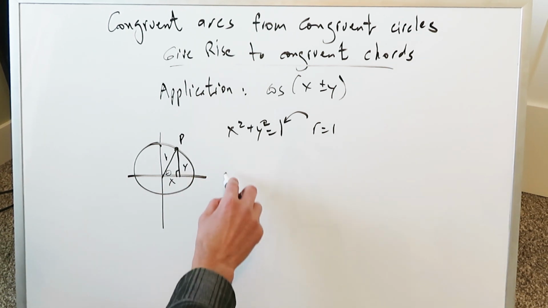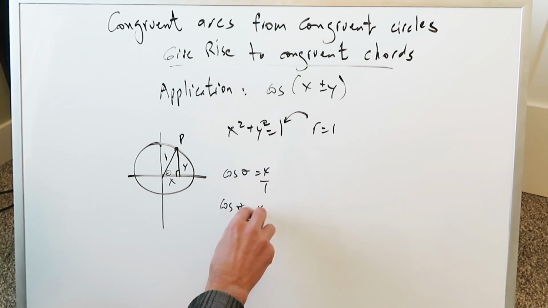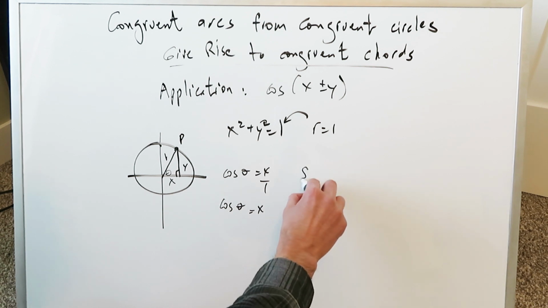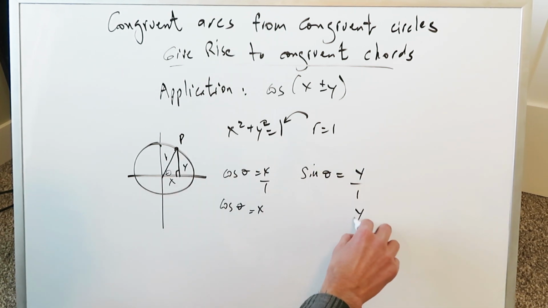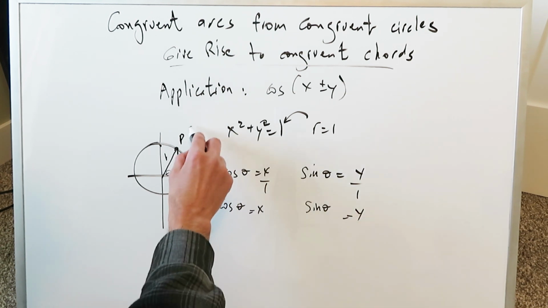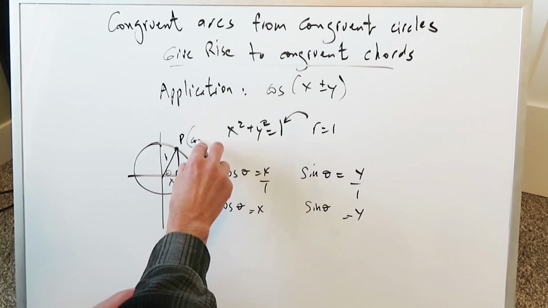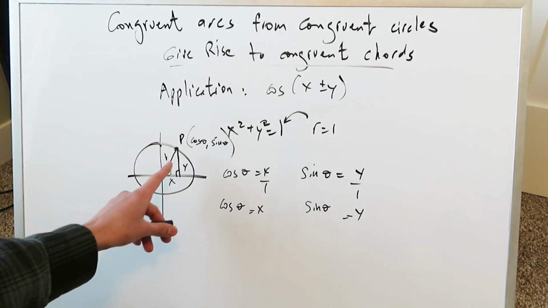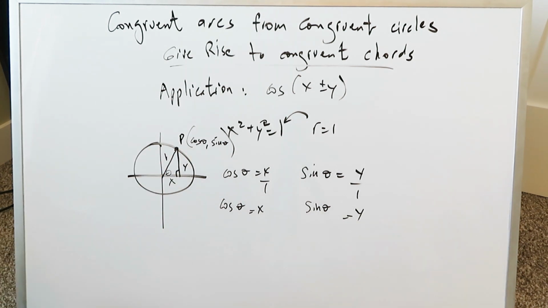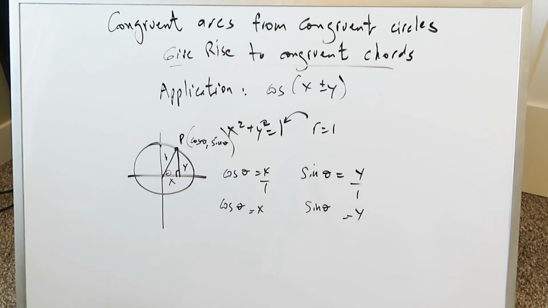The angle here, theta: cosine theta is equal to x over 1, so x is equal to cosine theta. Sine theta is equal to y over 1, opposite over hypotenuse, so y is equal to sine theta. So this specific point is made up of two coordinates, x and y, but they're cosine theta and sine theta. You see how we've determined the coordinates for this specific point. Likewise, anywhere on the circle you can determine the points by means of this. So keep this in mind as we look through this particular application.